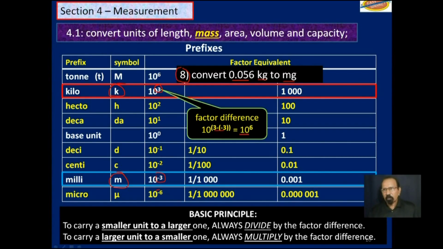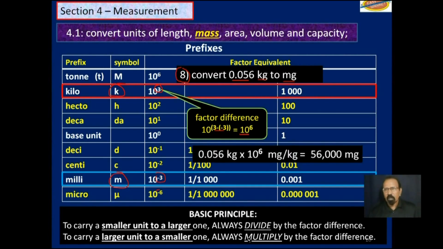So it takes 1 million. 10 to the 6th is 1 million. It's 1 with 6 zeros. It takes 1 million milligrams to make 1 kilogram. We are going from large to small, so we will have to multiply by a million.